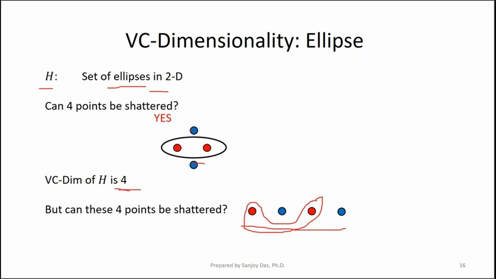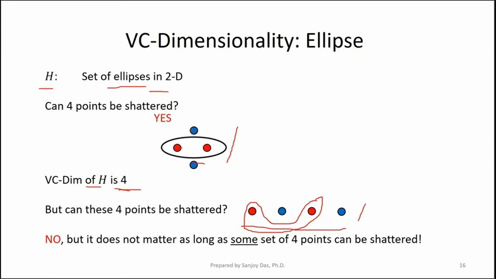It doesn't have to. In order to have a VC dimension of 4, the hypothesis doesn't have to be able to shatter any placement of 4 points. As long as only one properly placed set of 4 points can be shattered by a hypothesis, then the VC dimension of the hypothesis space is 4. So some set of 4 points must be shattered.